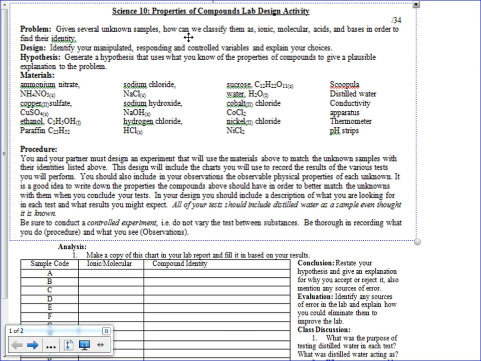Yes, but not in this lab. All right. So that's essentially the first 10 marks of your lab report, is identifying the variables and writing out a hypothesis. Okay? Then what you're going to be working on today is the procedure.